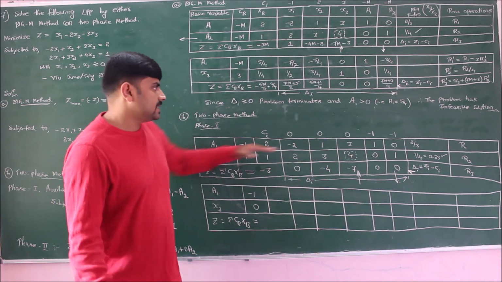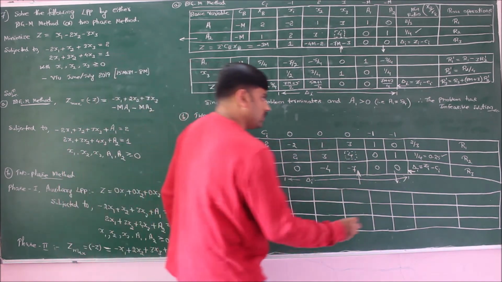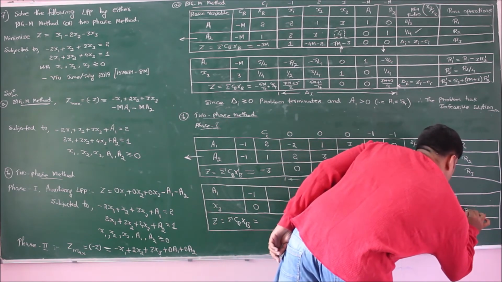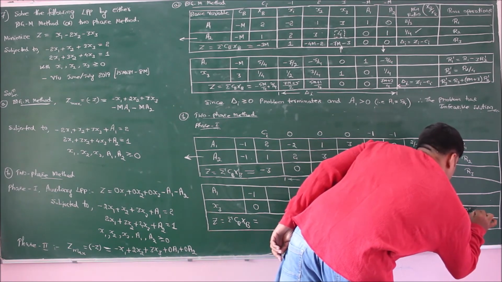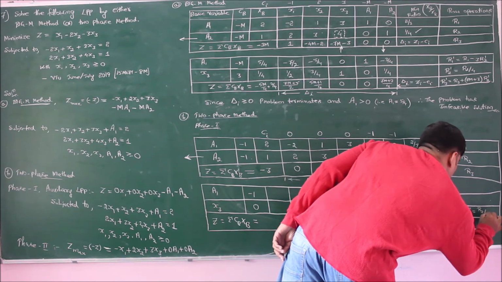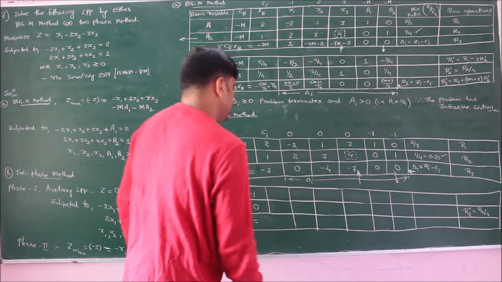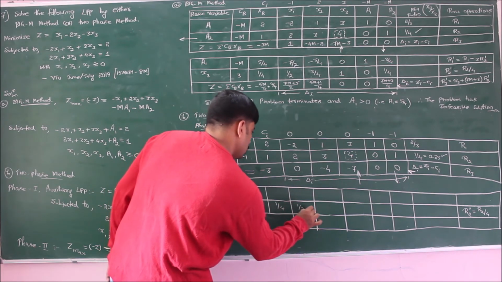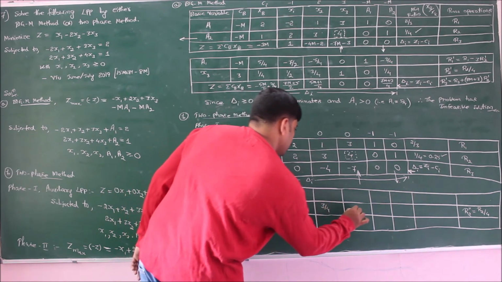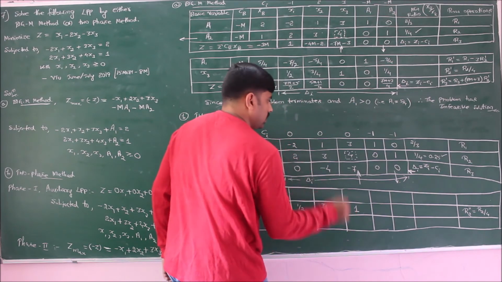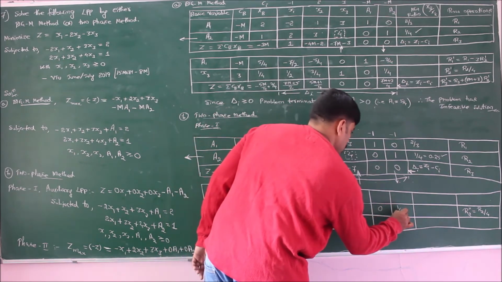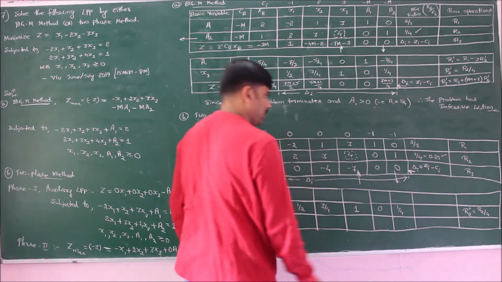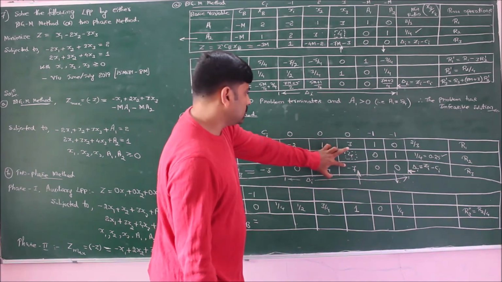Therefore I should take this as the key row. So for us the key row is R2 double dash, which is equal to R2 by 4. If I do that, I will get the values 1 by 4, 1 by 2, 3 by 4, 1, 0, 1 by 4. This is what I require.